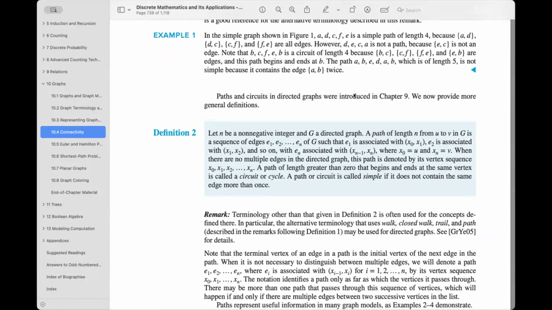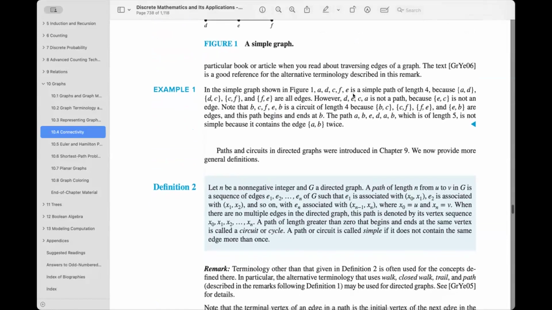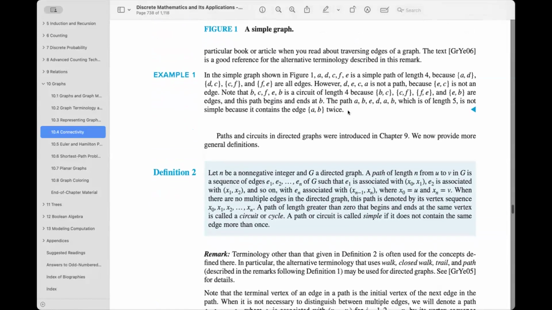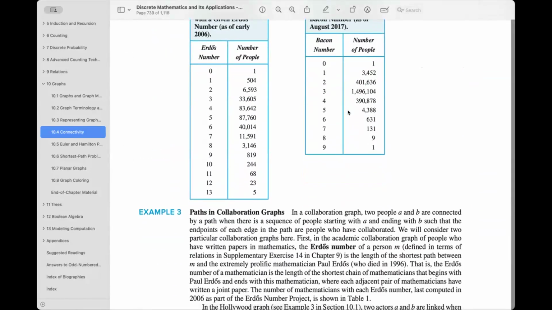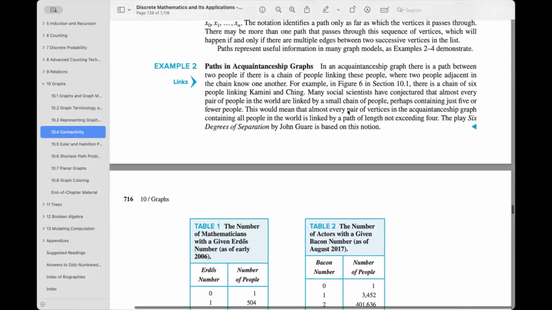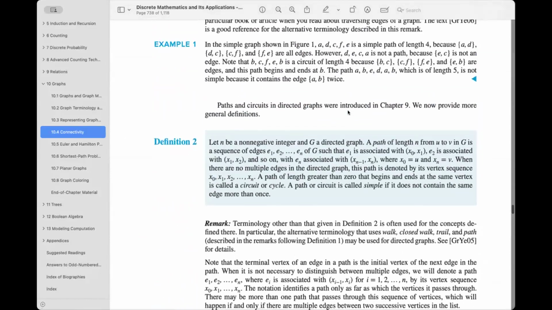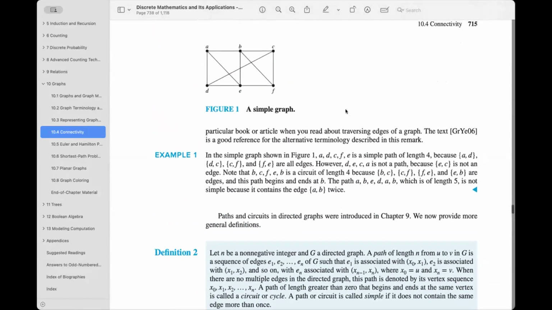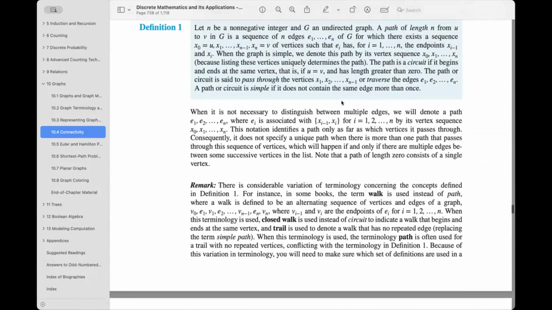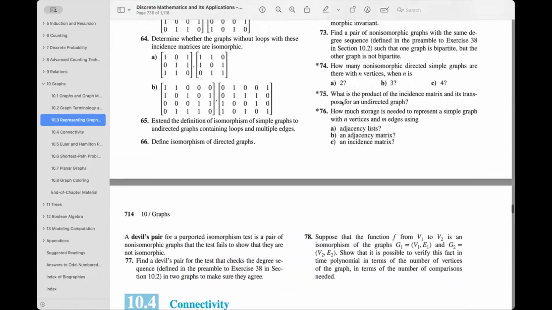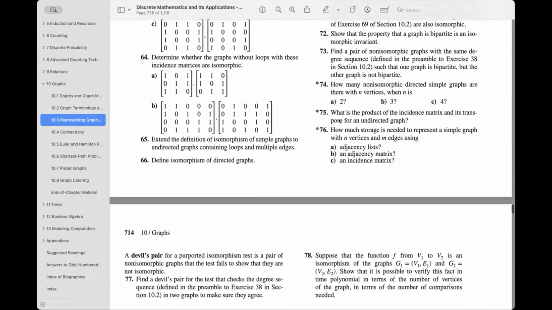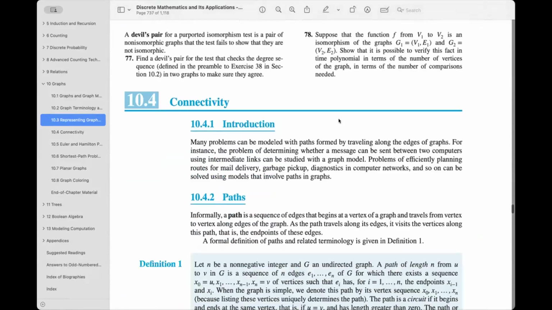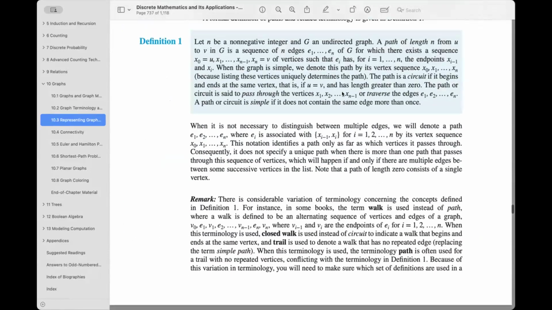Did Professor Kong go over vertex connectivity and vertex cuts? We started to do it a little bit in our last class, only one slide. We talked about connectivity, paths, and circuits. I think that might be on the exam. Yeah, he said it's going to be on the exam.